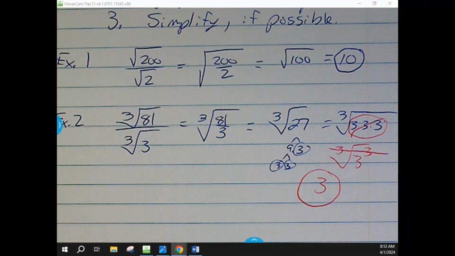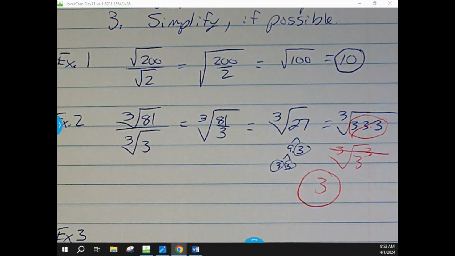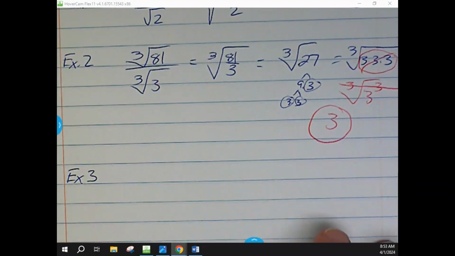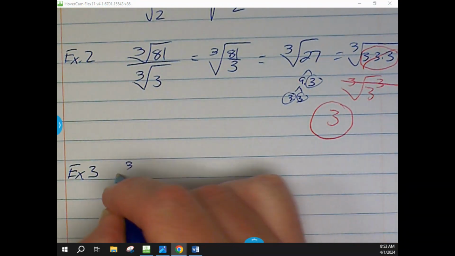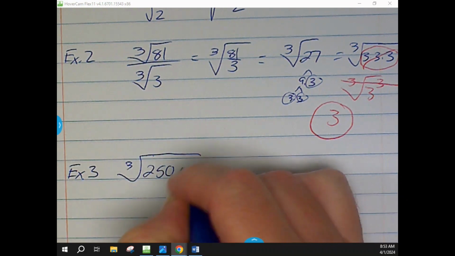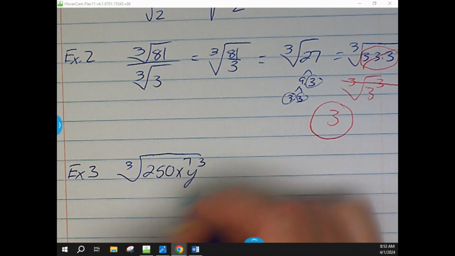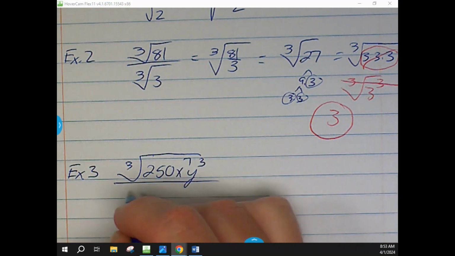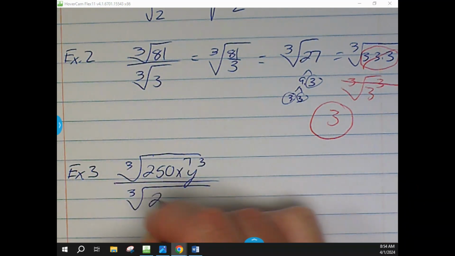Okay, now let's throw a few variables at you. Let's get the third root of 250 x to the 7th y to the 3rd over the third root of 2 x squared y.